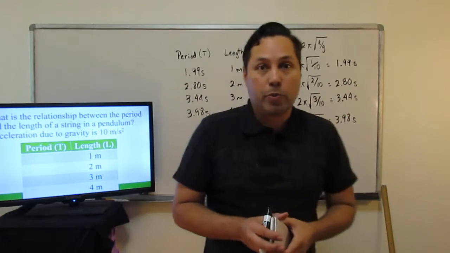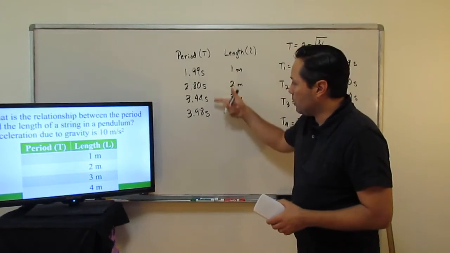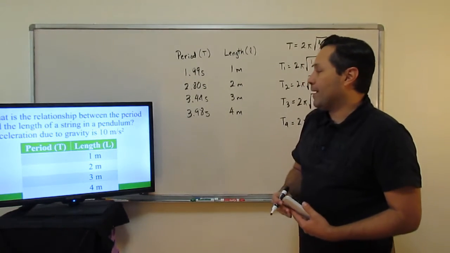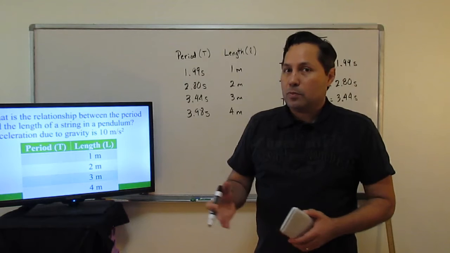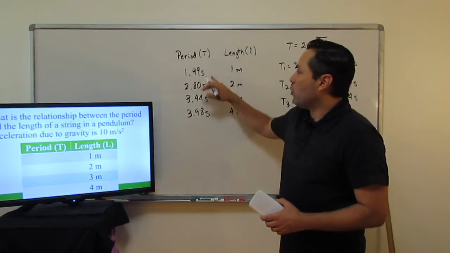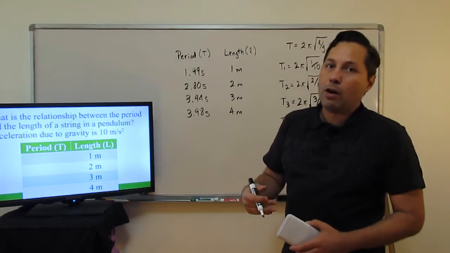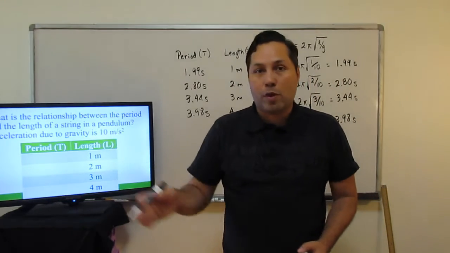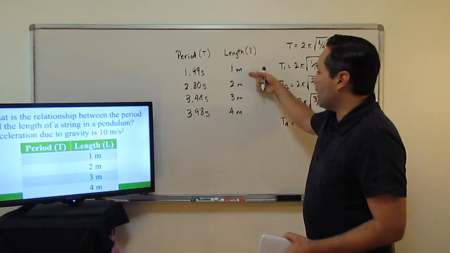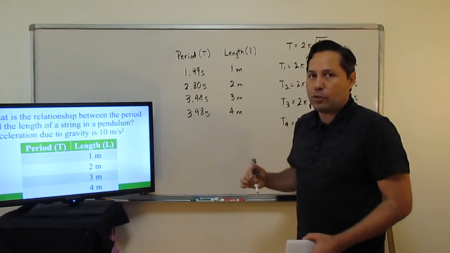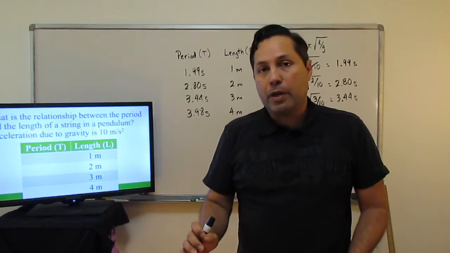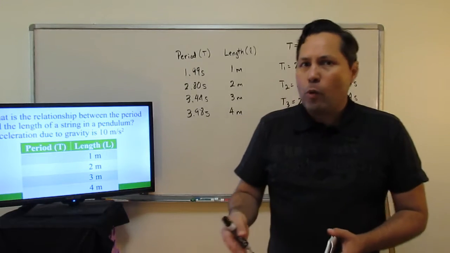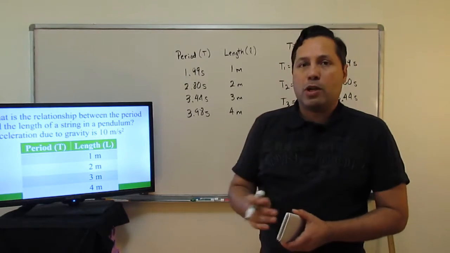Now, something I also want to point out is the relationship between these two values. Notice that 1.99, if you double it, you get 3.98. Why is that significant? If you want to double the period, the pendulum should take twice as long to swing back and forth, what would you have to do to the length? You would have to quadruple the length. So you want to double the period, you're going to have to quadruple the length of the pendulum to make that happen. Up next, we're going to go ahead and graph this data to see our relationship.